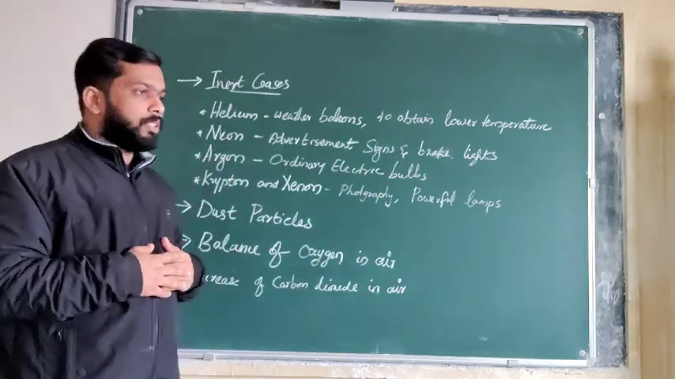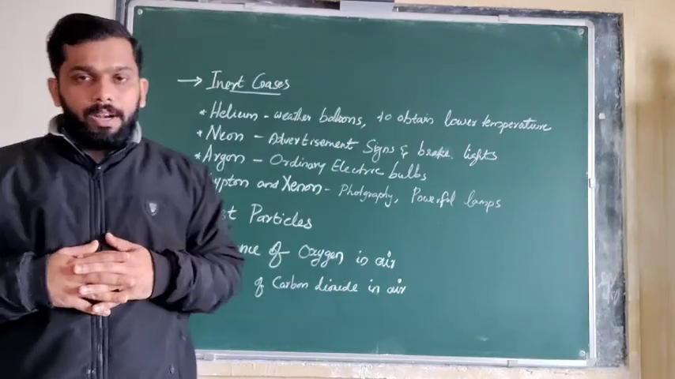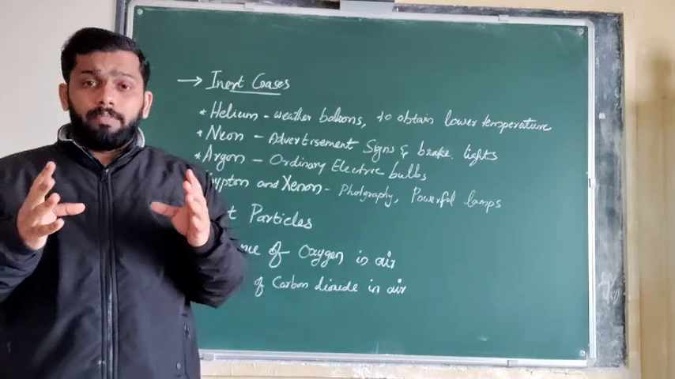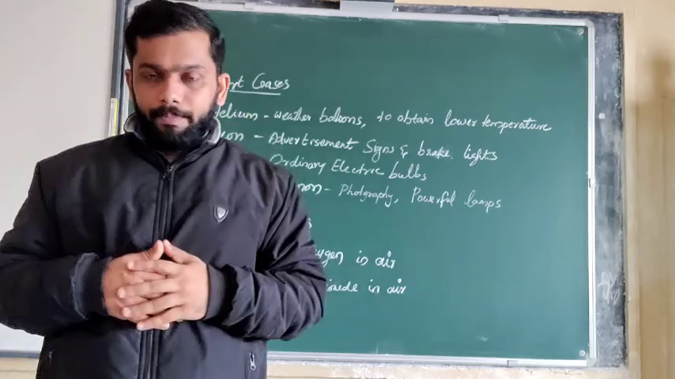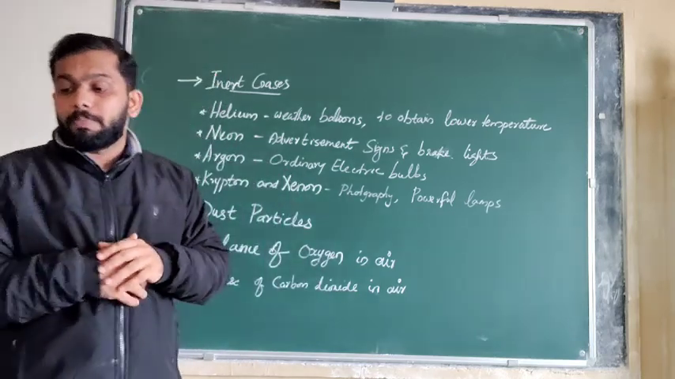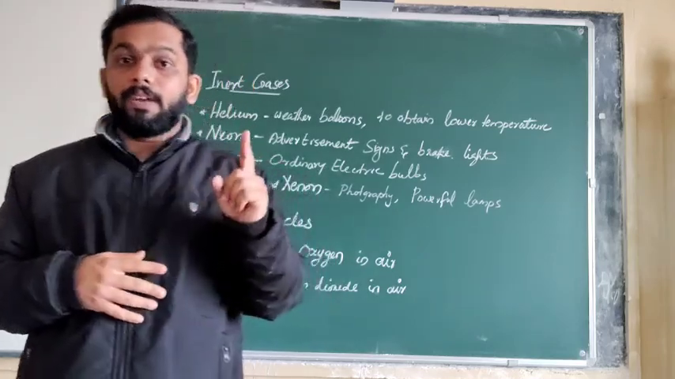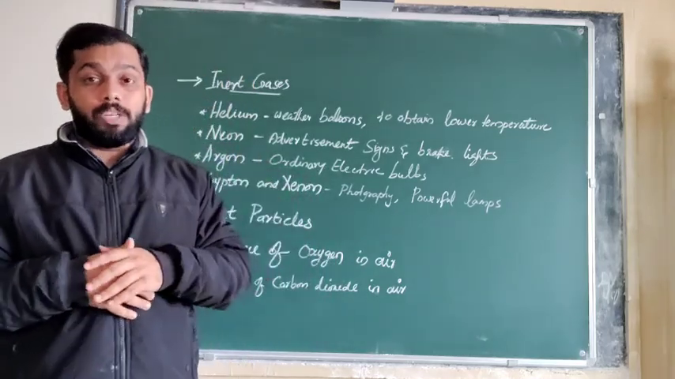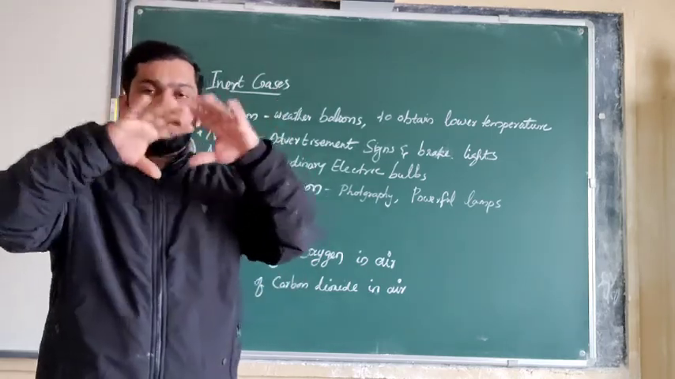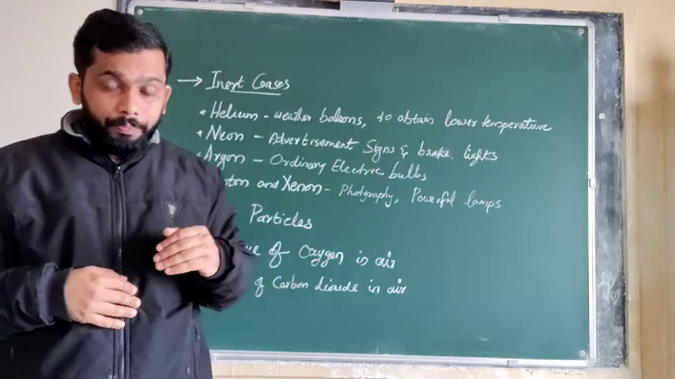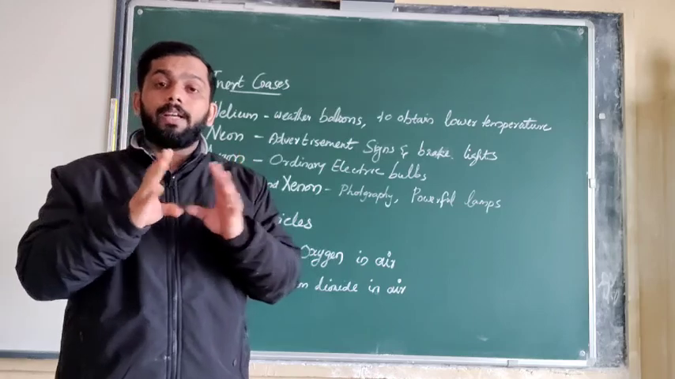Now the next component of air is dust particles. We know that there are a large number of dust particles in our air. What is the use of these dust particles? Water vapor condenses on dust particles and causes rain. And again, the atmosphere surrounds our Earth like a blanket, and the dust particles are also present there.